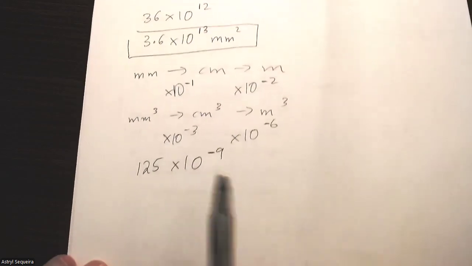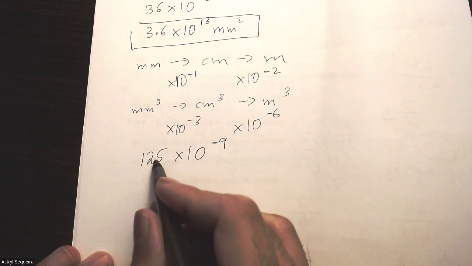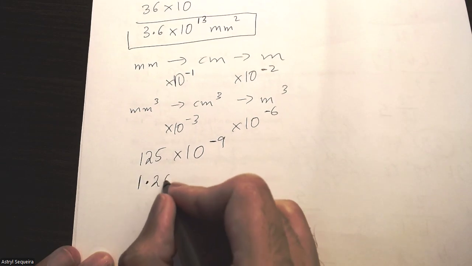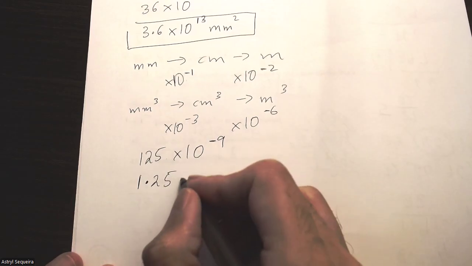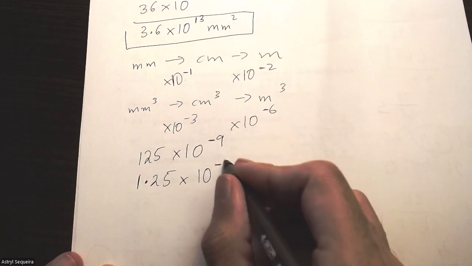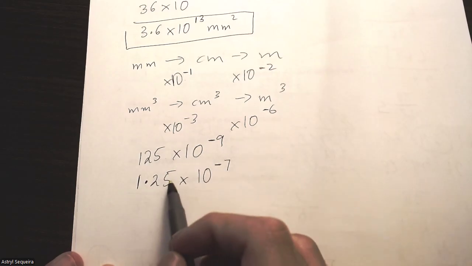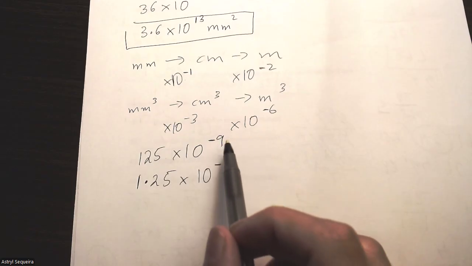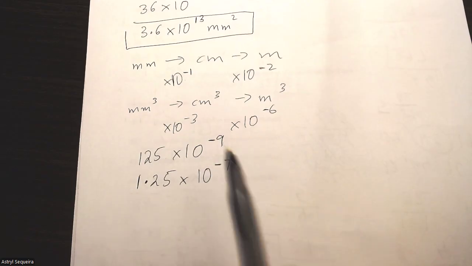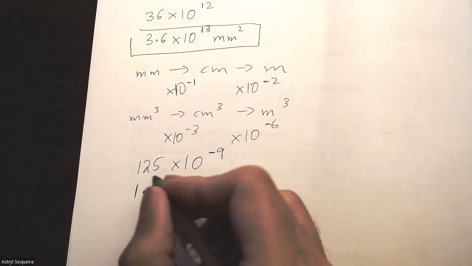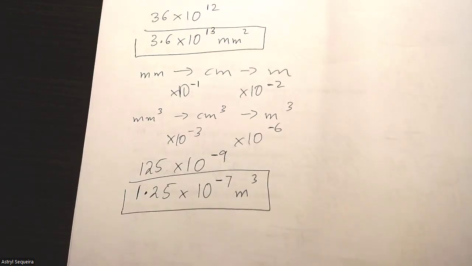Now all I have to do is change this into scientific notation. So I'm moving the decimal place 2 places. So 1.25 times 10 to the power of negative 7. I moved that 2 times, so I have to add 2 to that number over there. Always add how many times you're moving to the exponent. The unit here is meters cubed.